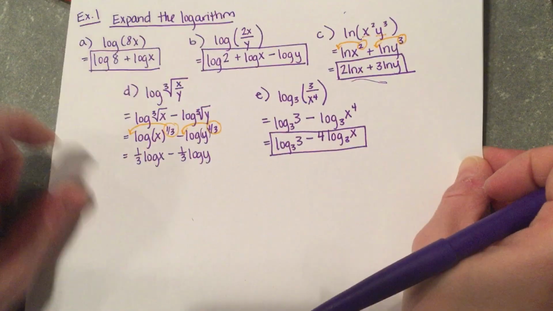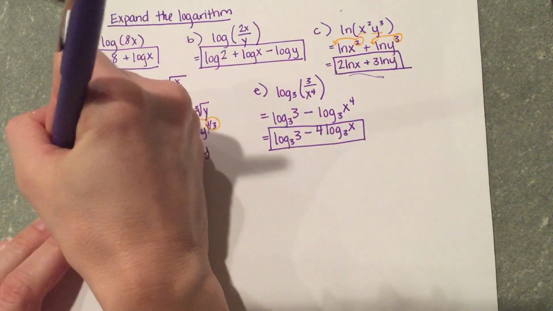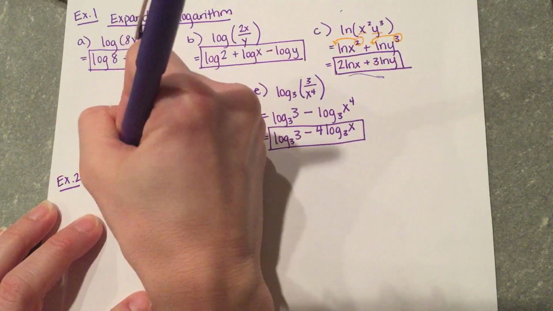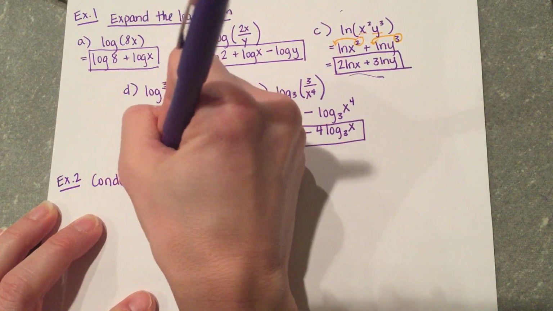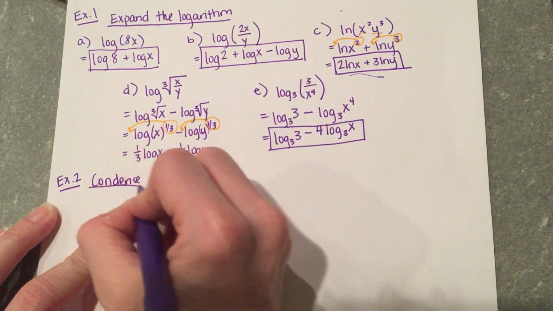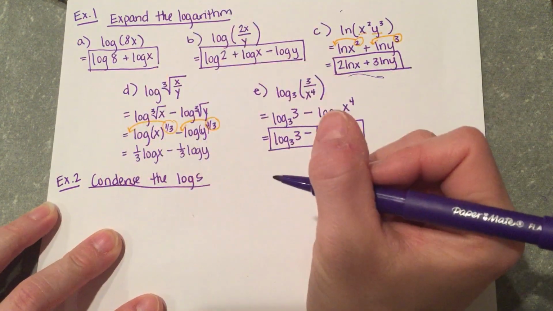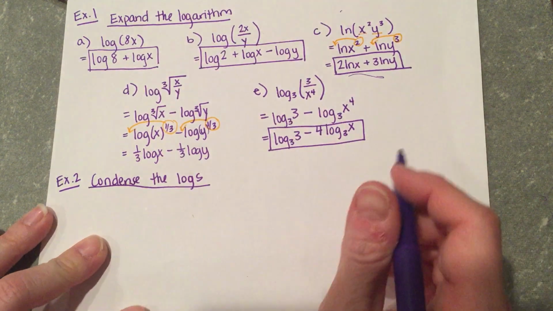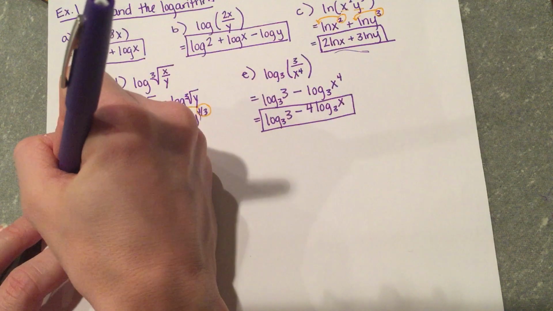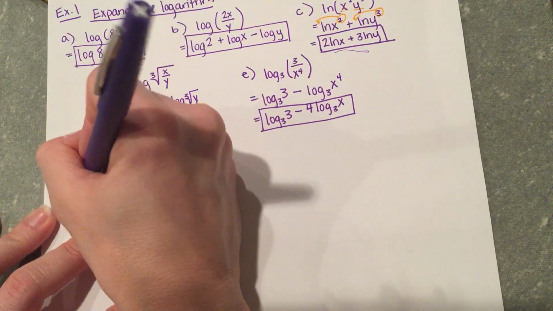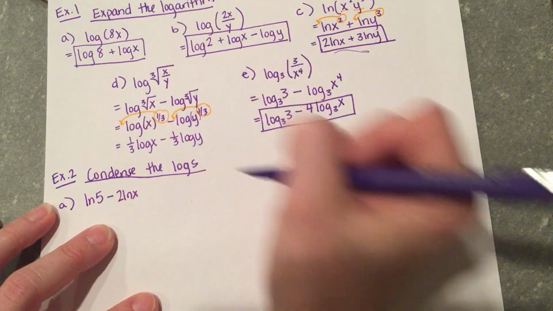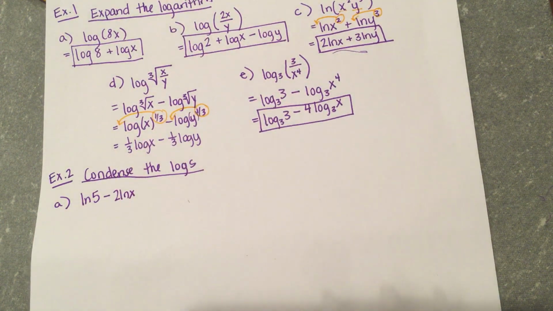So now we're going to go the other way around. We're going to condense the logs. So we're going to start with a bunch of separate logs. We're going to rewrite them together as one log, using the properties. So A, I'm just going to do natural log 5 minus 2 natural log x. And I want to rewrite these as one log.